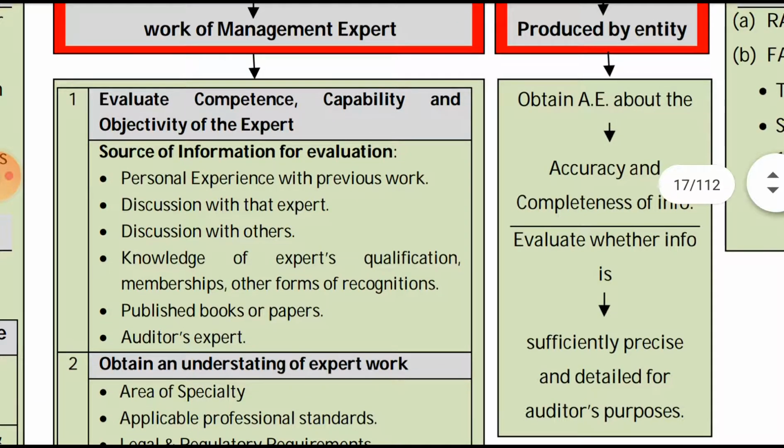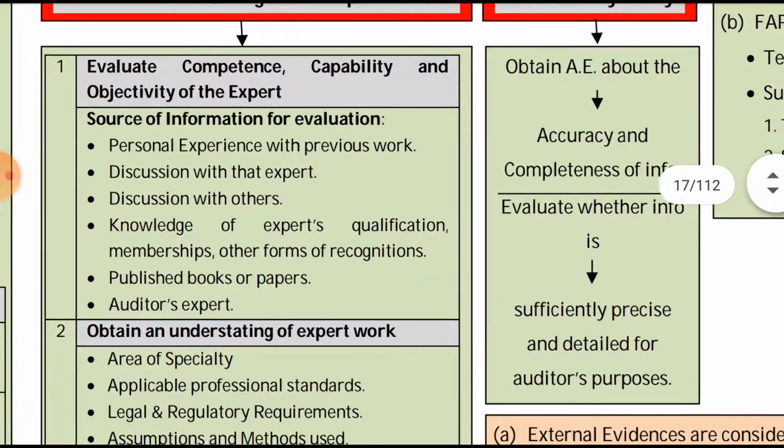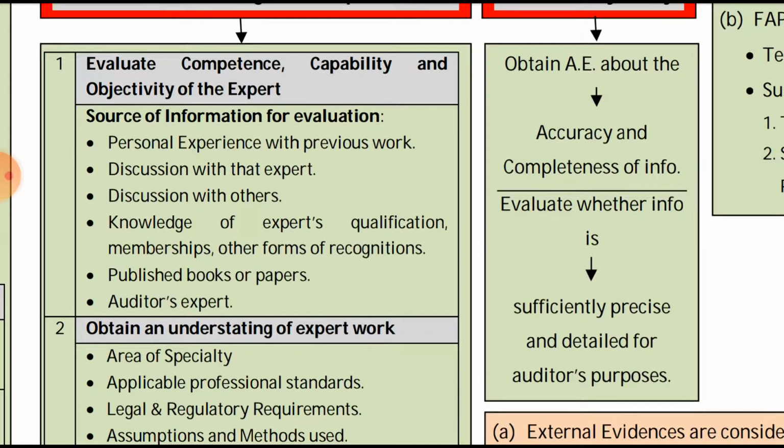It is divided into three. First, we will evaluate the competence, capability and objectivity of the expert. For evaluating the competence and capability, what is the source of information? First is personal experience with previous work, discussion with the expert, discussion with others, and knowledge of the expert's qualification. What is the expert's qualification? Membership and other forms of recognition, and the books and papers the expert has published.